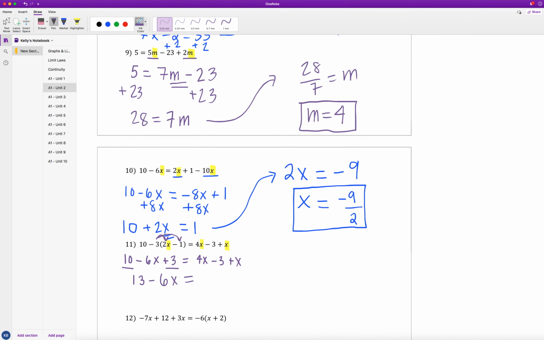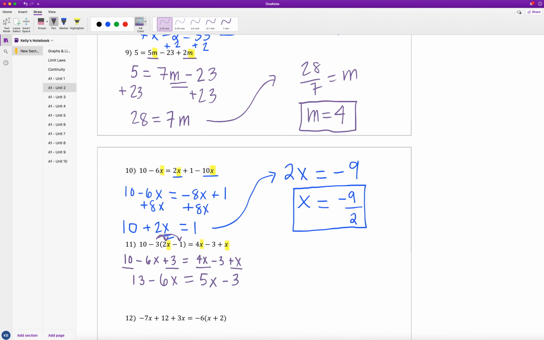Since 6x is not a like term with 10 and 3, I cannot combine those, but I can combine the 10 and the 3. On the right side, I have the 4x and the plus x that are like terms, so 4x plus 1 more x will give me 5x minus 3 from there.